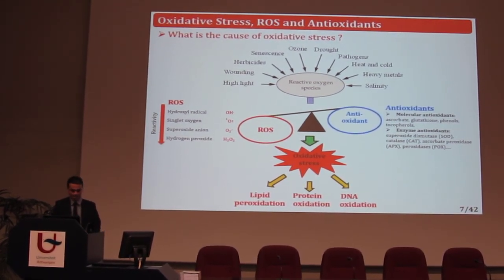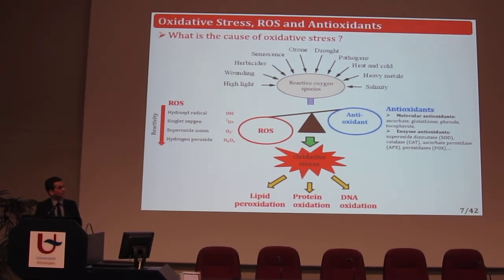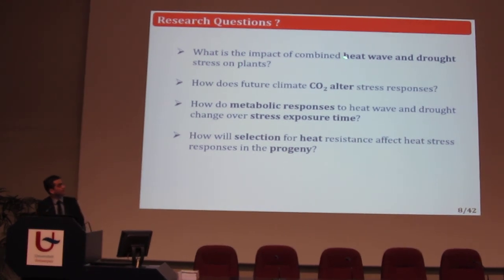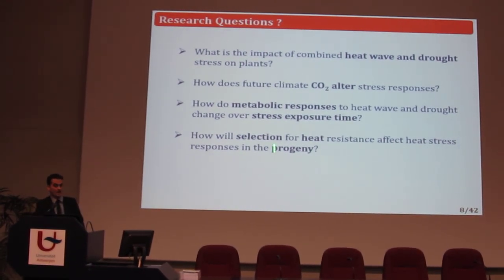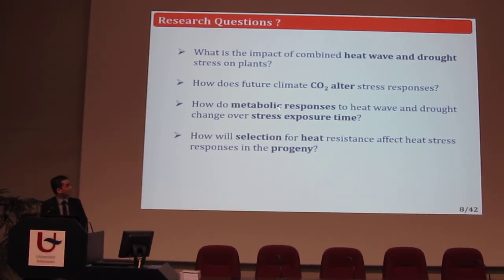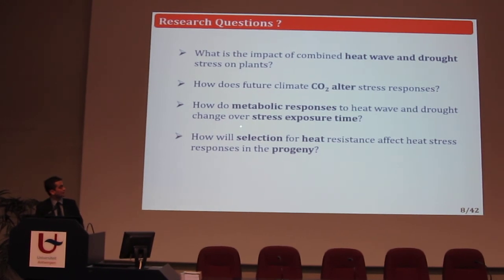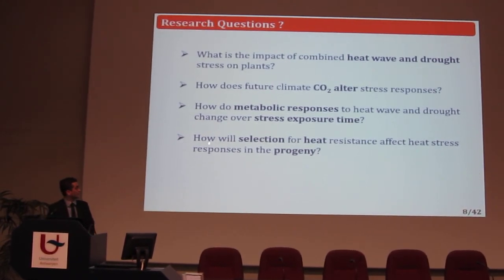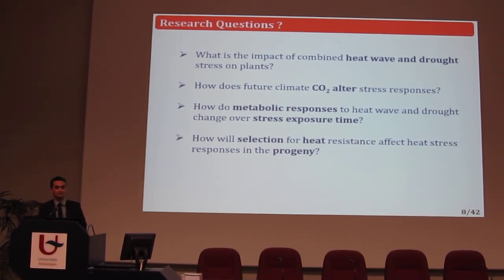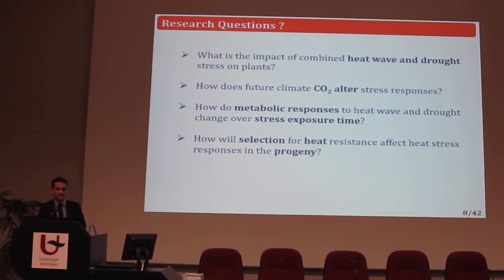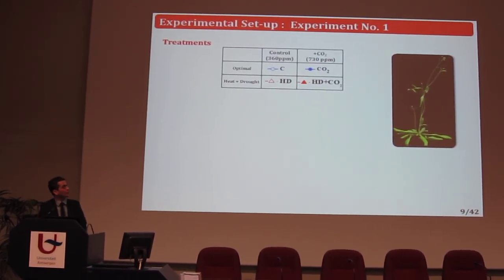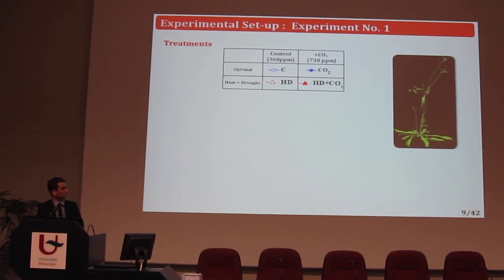So during this PhD, we asked several research questions. For example, what is the impact of combined heat wave and drought stress on plants, and how does future CO2 alter these responses? Number 3, what are the metabolic responses of heat wave and drought stress over the stress exposure time? Number 4, how will selection for heat stress resistance affect heat stress responses in the progeny? Here we performed one multi-generational experiment. Now I am giving you an overview of the experiments which we have done during these studies.